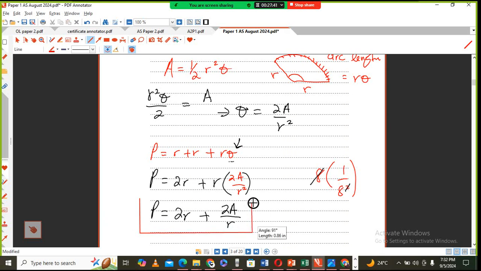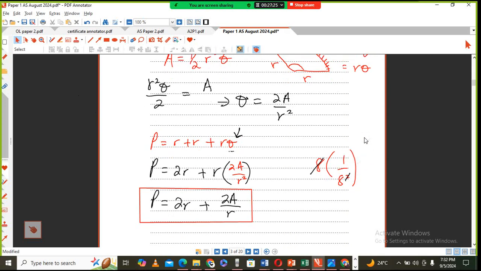I saw cosine stuff there. I was worried. Suffice to say, none of you got that. Maybe you can score a mark here from this obvious thing, the area of a sector. Yeah, it's tricky. Should we go to the next one?